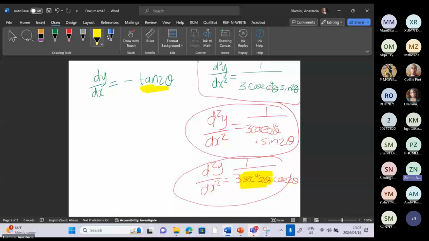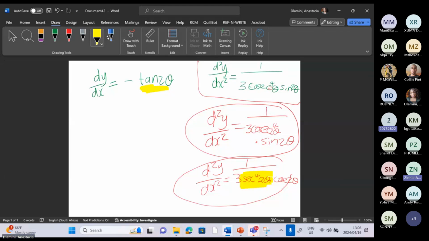With that tan 2 theta, when we differentiate it, we get the sec squared 2 theta that you're talking about, and it's on top. Then remember, we need to divide that when you're getting the second derivative. We need to divide that with our dy over d theta.